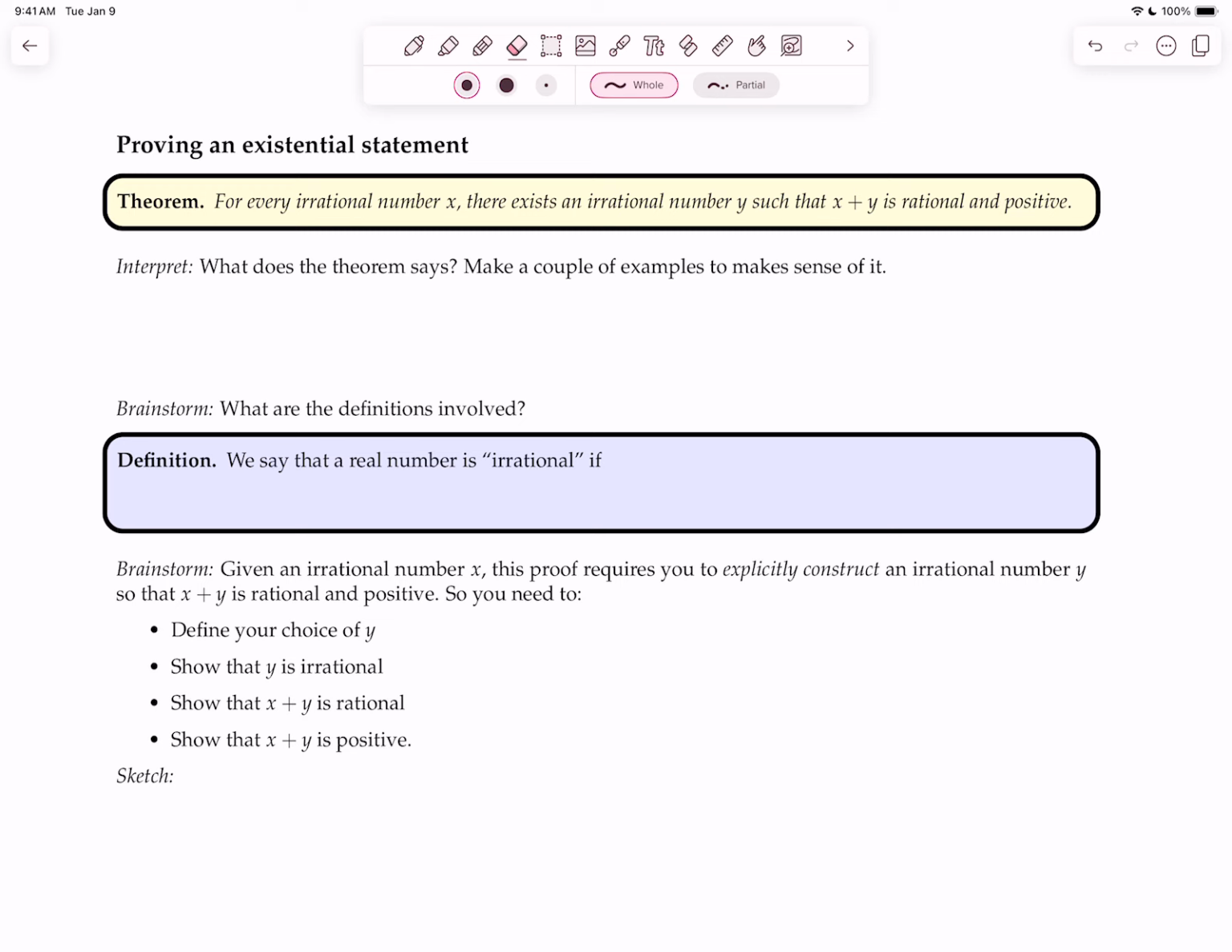Now we're going to be talking about how to prove existence and non-existence statements. So let's go ahead and get started. Let's start with existence statements because they're typically a little bit easier. And let's look at this theorem.